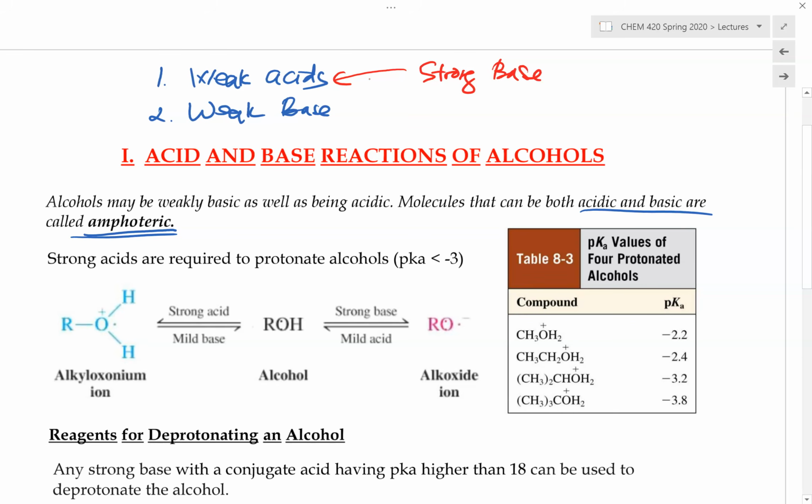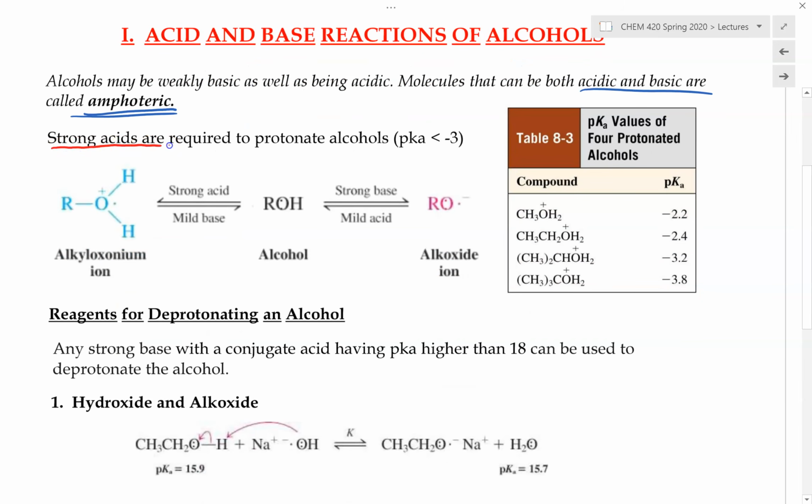Similarly, if we were to take an alcohol and react it with a very strong acid, then the strong acid would force the alcohol to behave as a weak base. So basically, in order for alcohol to behave as an acid and a base, we need to react it with a very strong acid and a strong base. Strong acids are required to protonate the alcohol.